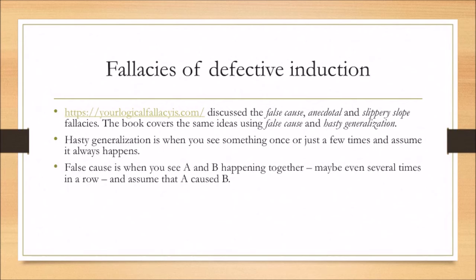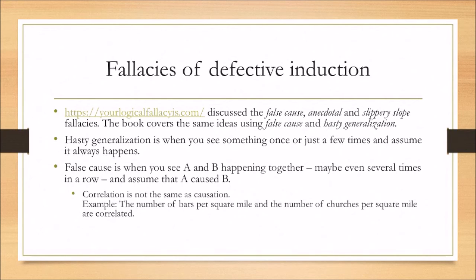False cause is when you see A and B happening together, maybe even several times in a row. So you might actually see it repeated again and again, but you still don't have the right to assume that A caused B. And if you do assume that, you are committing the fallacy of false cause. This is the correlation and causation problem.